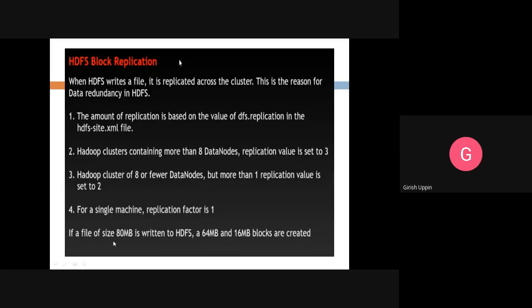And if a file size is 80 MB and it has to be written to HDFS, the blocks that will be created would be 64 MB. I told you the block size by default is 64 MB, and it is configurable. If you want to change it, you can. So by default it is 64 MB, and whatever memory is left over, that is 16 MB, it will make into another block.